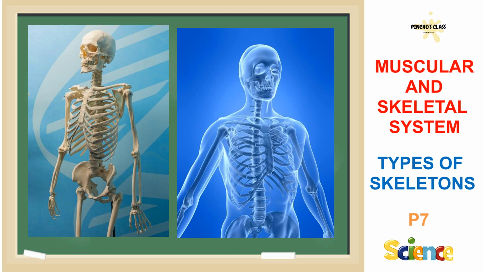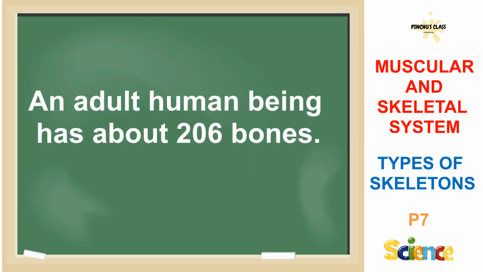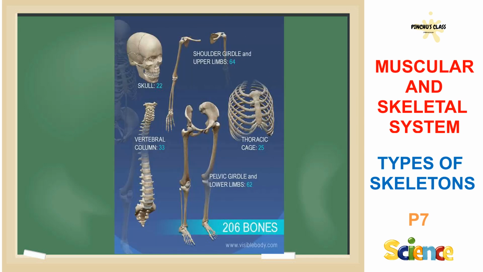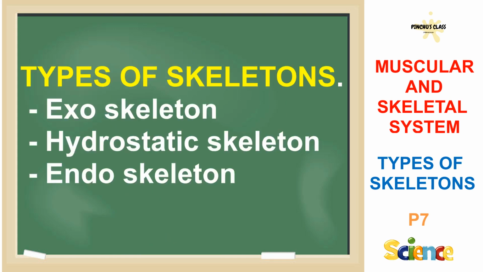Now, the human skeleton. You as a person watching this video, you're a human, so it is the framework of bones in the body, your skeleton. And hey, do you know how many bones make up the adult human skeleton? There are 206 bones in the entire body. We shall not count them now, but you can see the different parts there showing you how these bones come about. Now let's go to our main topic, the types of skeletons.